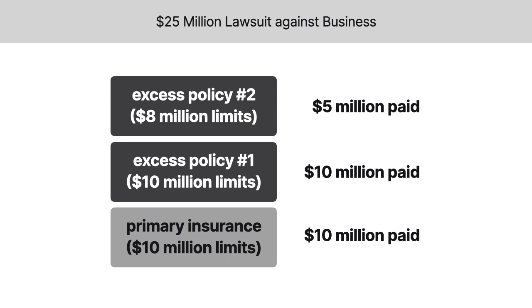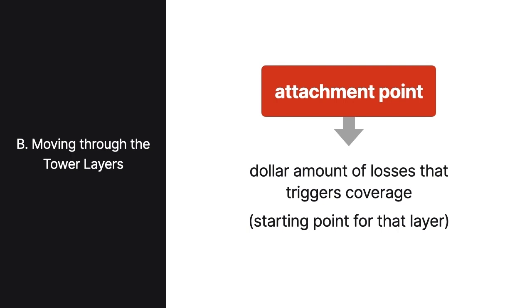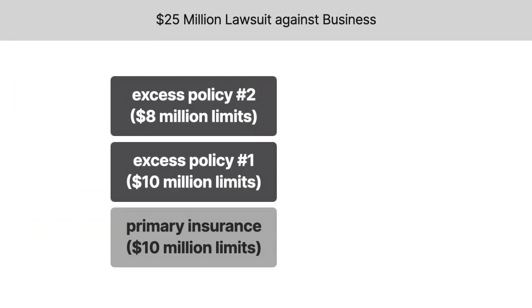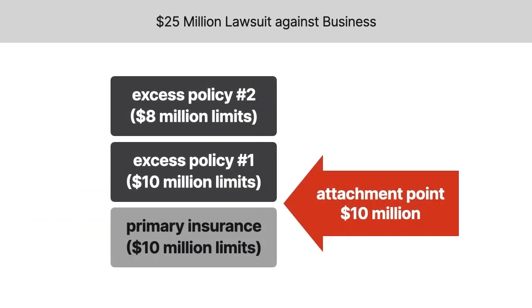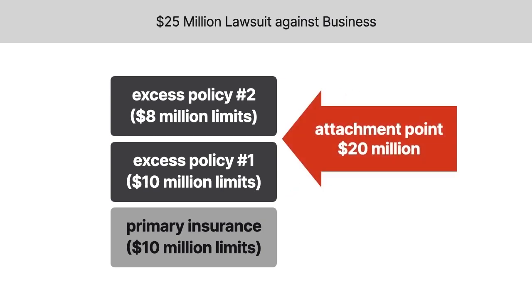Each excess policy has an attachment point, which is the dollar amount of losses that triggers coverage, essentially the starting point for that layer of insurance. In our example, the first excess policy's attachment point was $10 million. The second excess policy attachment point was $20 million.